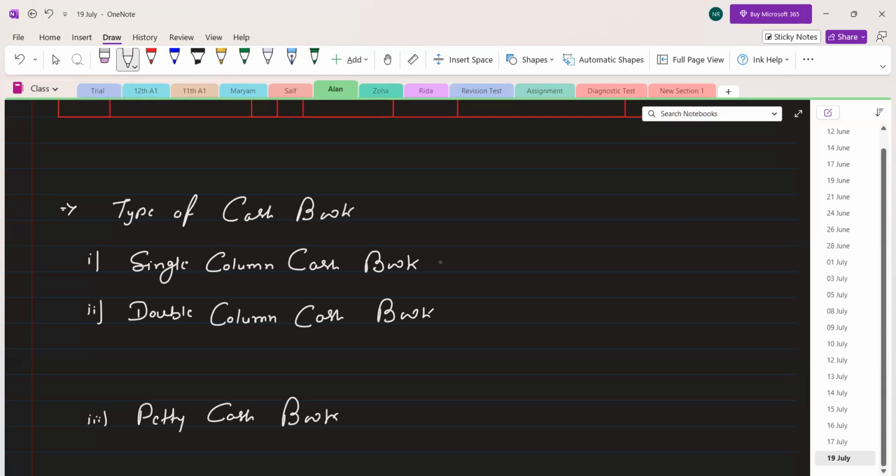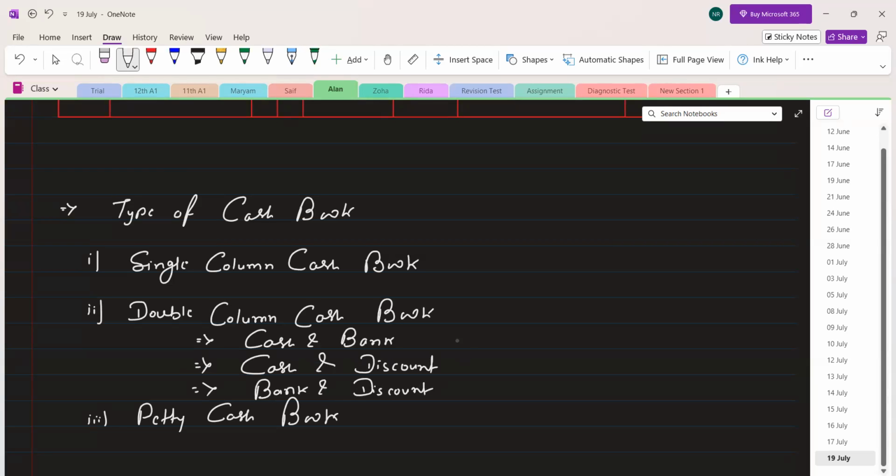Now, in a single column cash book, only a cash column will be there. In a double column cash book, we have different options. Either it will be cash and bank columns, cash and discount columns, or bank and discount columns. Sometimes we combine all these three, and that is called triple column cash book, meaning cash, bank, and discount, all three.